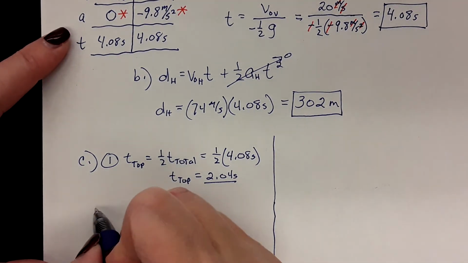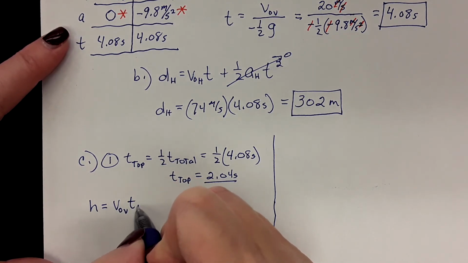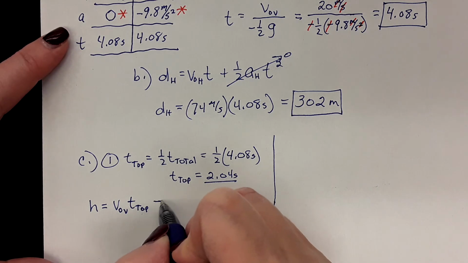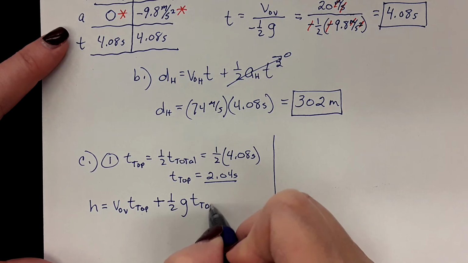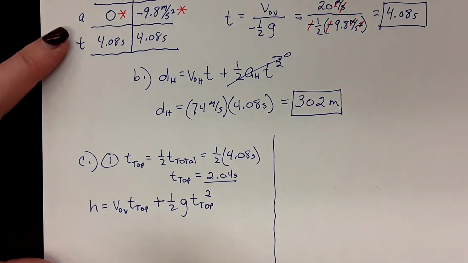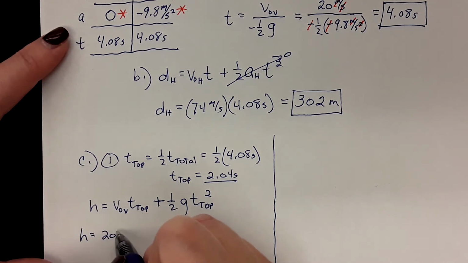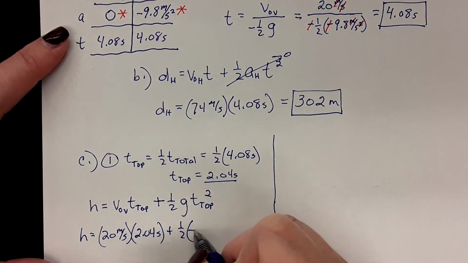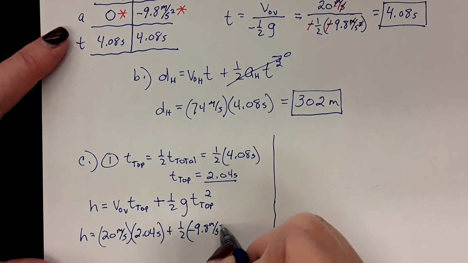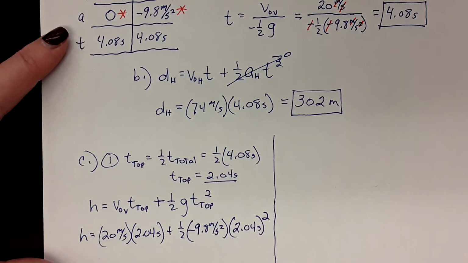So now we're going to go the height to the top. We start with our initial vertical velocity, and we're going to travel for the time to get to the top, plus 1/2 our deceleration times the time to the top squared, okay? So now we get 20 meters per second times 2.04 seconds plus 1/2 times negative 9.8 meters per second squared times 2.04 seconds quantity squared.